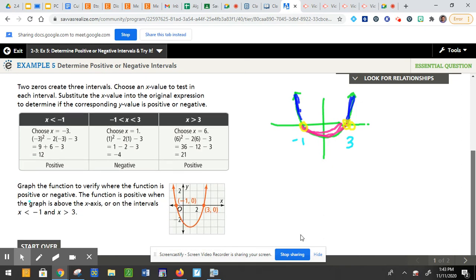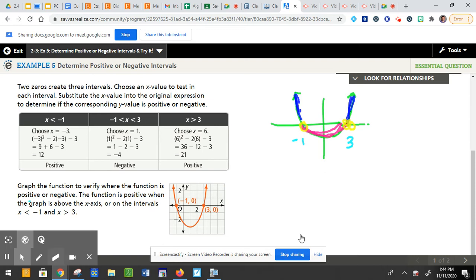So then here is the actual graph of what they did. And you can say that the graph is positive for all the x values that are less than negative 1. And it's not less than or equal to because at exactly negative 1 is the 0. So everything to the left of negative 1, then everything to the right of 3.